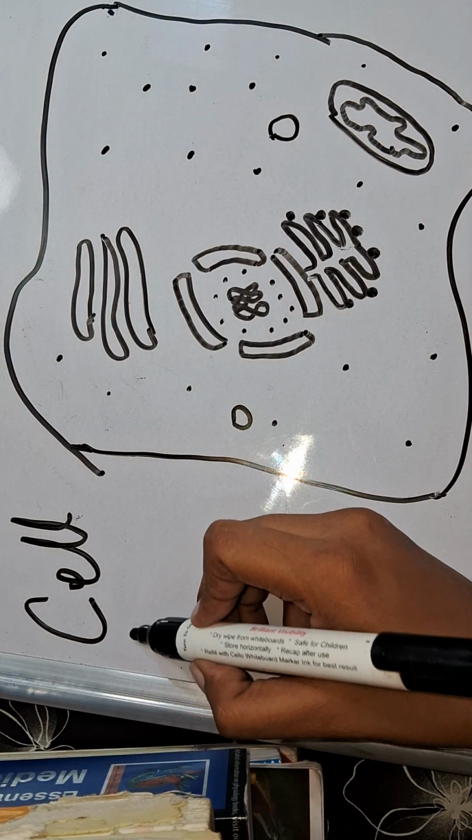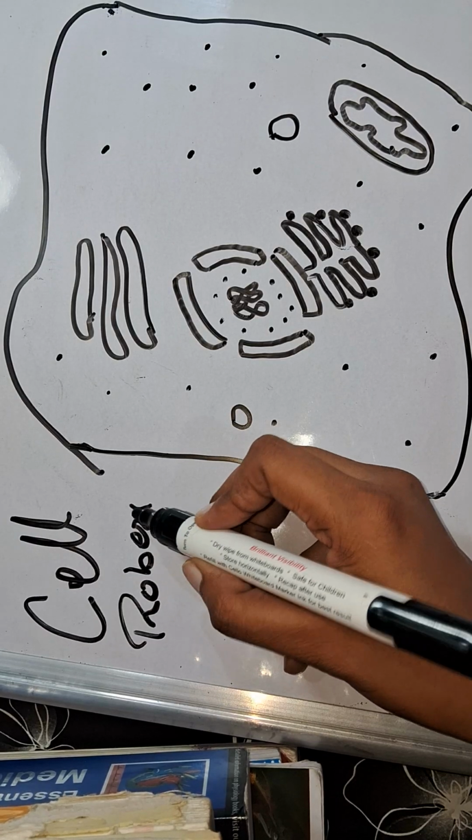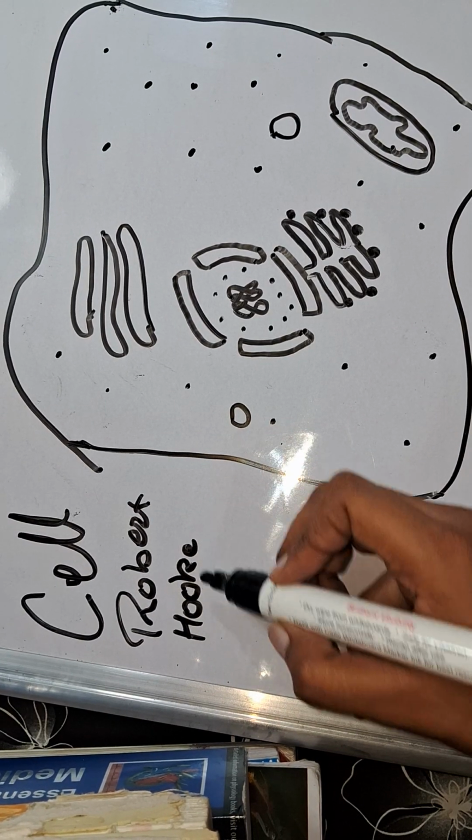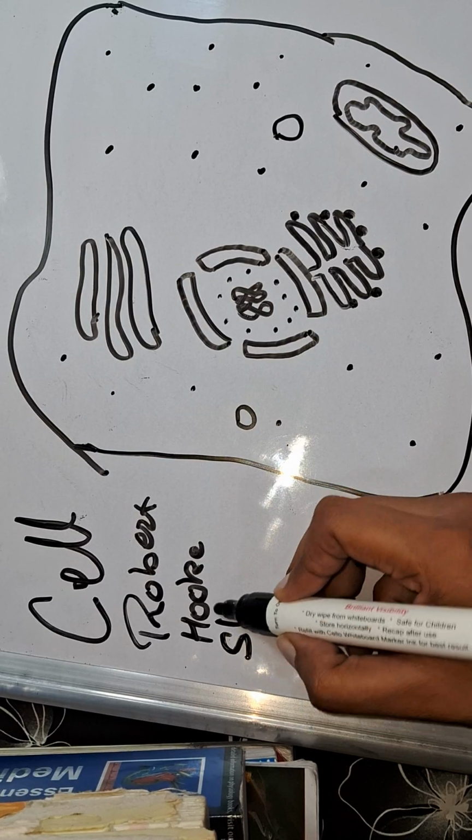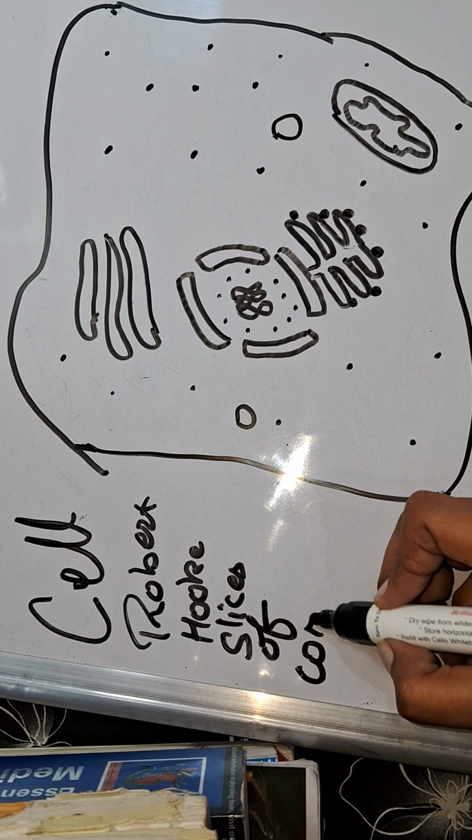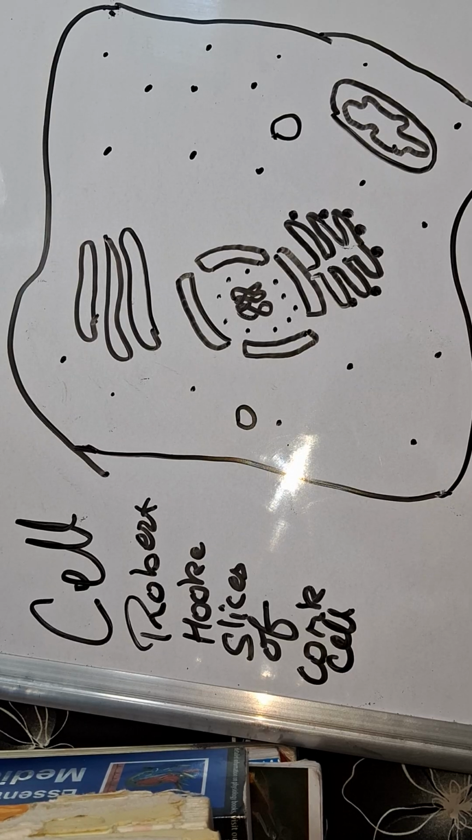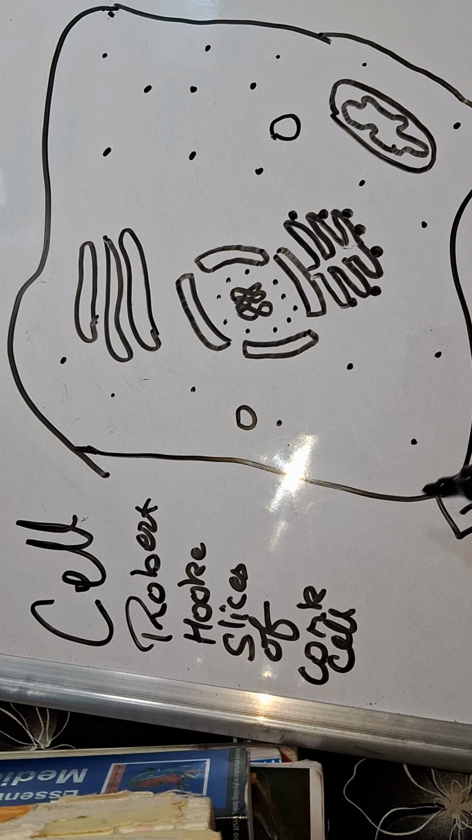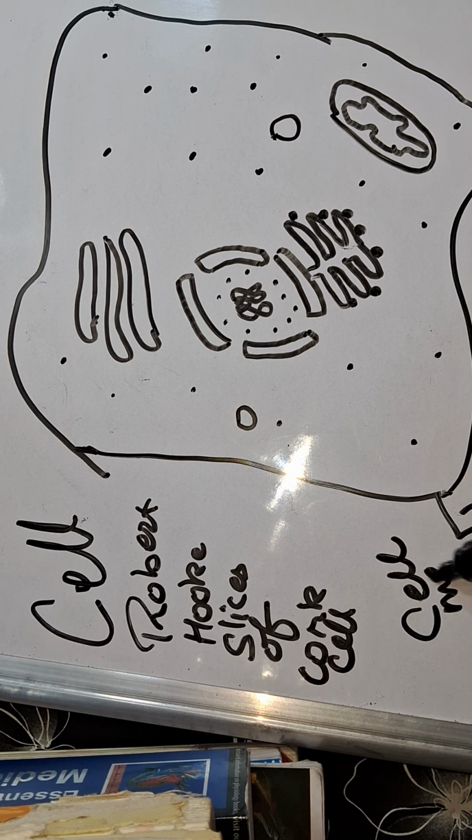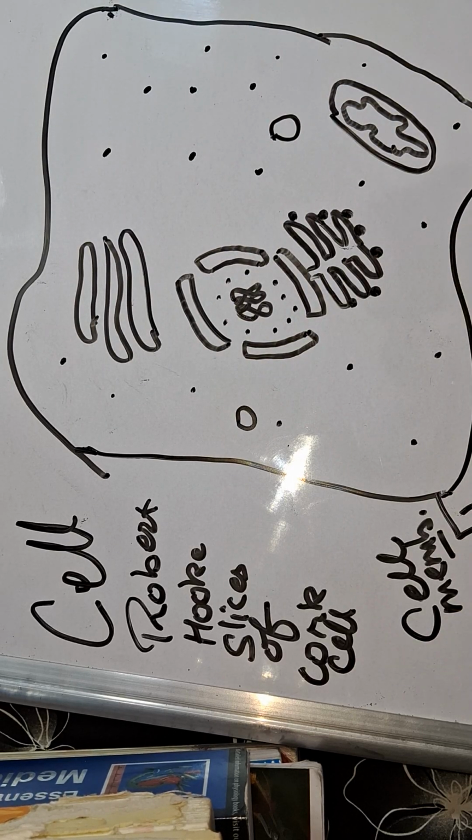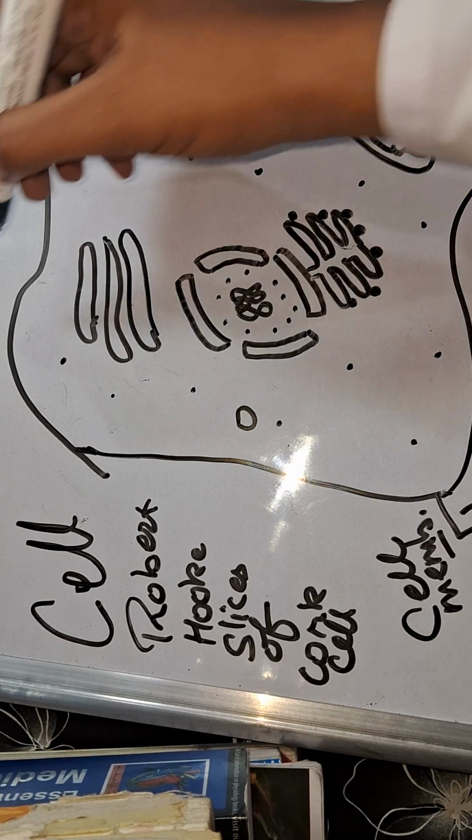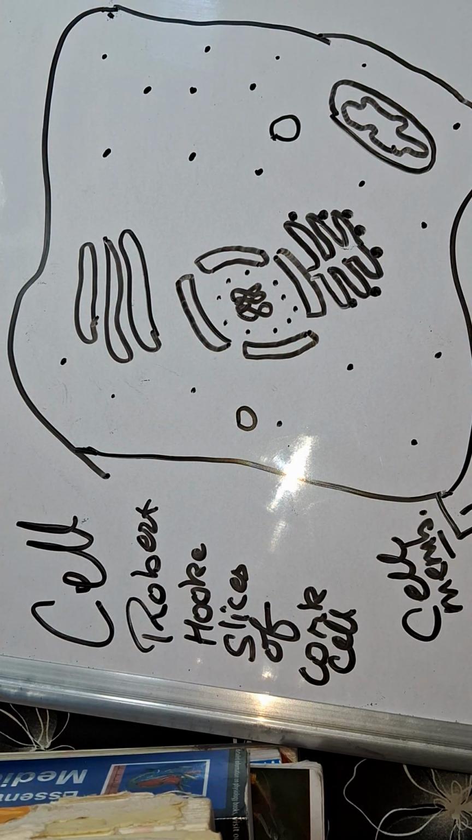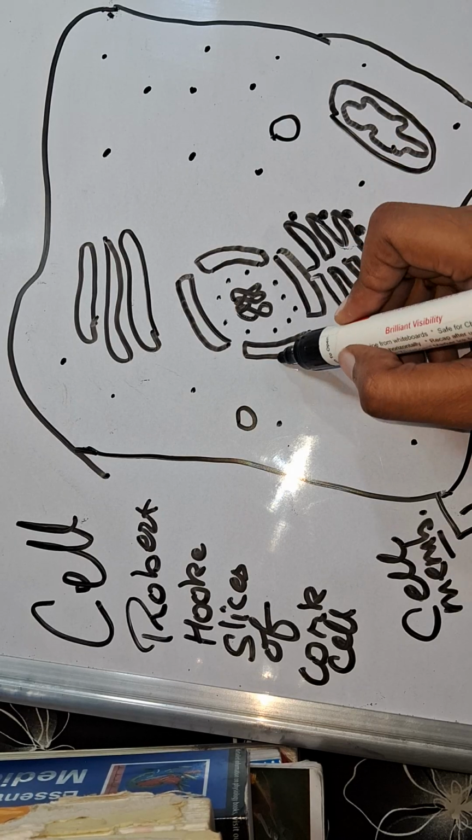The cell was discovered by Robert Hooke, as he observed slices of cork cells. And the outermost boundary is our cell membrane. Mark my words, this is a typical diagram of an animal cell. I am representing an animal cell. This is the cell membrane and this is our nucleus.